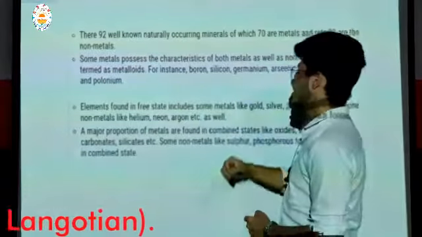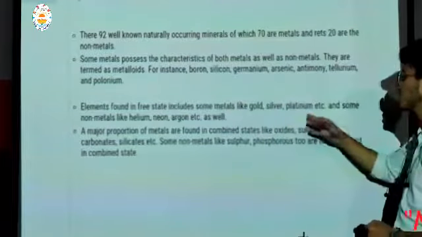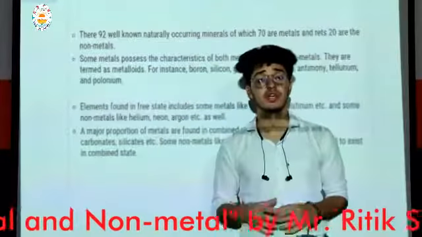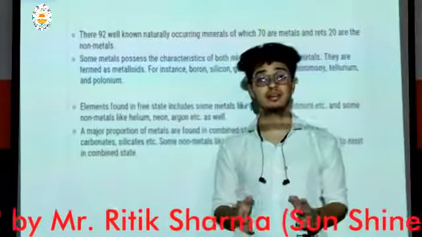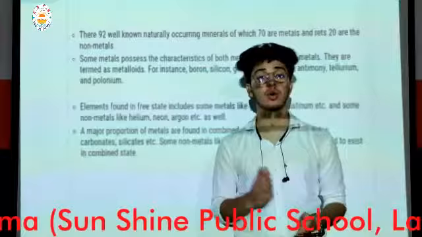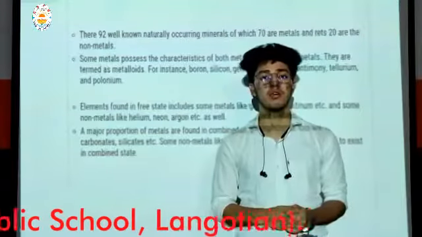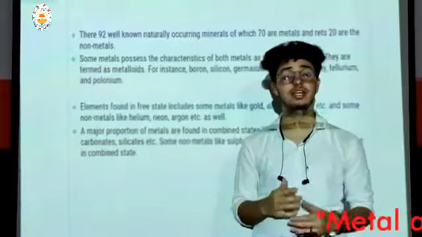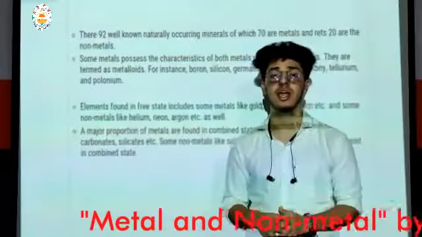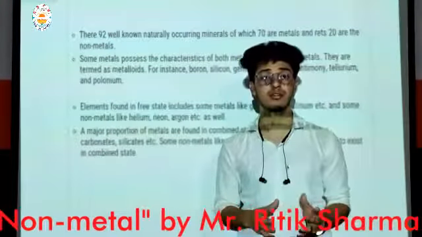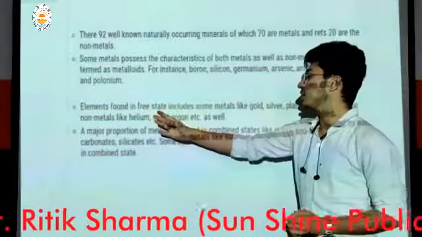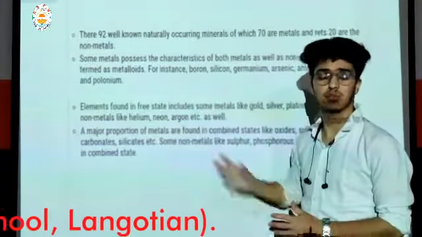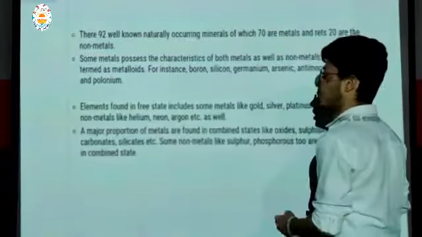Elements found in free states include some metals like gold, silver, platinum, etc. We know that the metals found in the free state are gold, silver and platinum. They are very less reactive elements, so they are found in free state. We also have some non-metals that are found in free state, like helium, neon, argon, etc. They are also very less reactive, so they are found in free state.